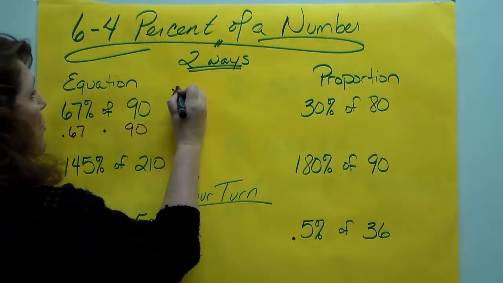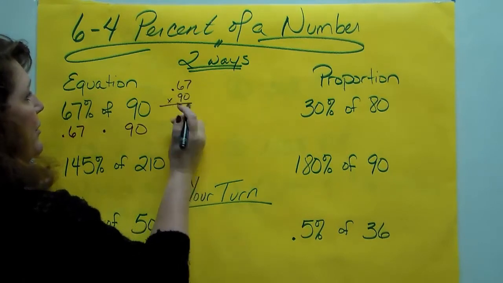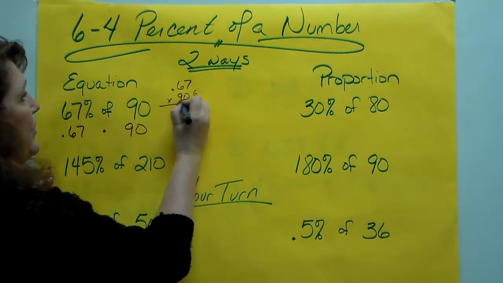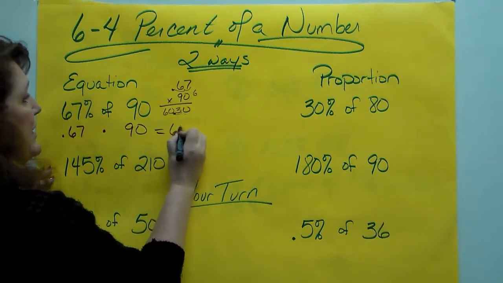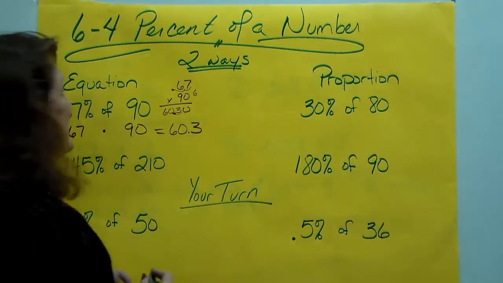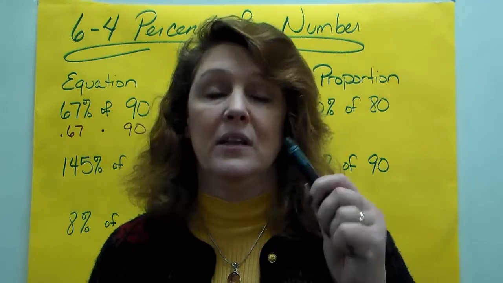So I can sit here and say 0.67 times 90, 0, and I'm going to go straight to 9 times 7 is 63, 54, 60, and I have 60.3, and that is exactly what 67% of 90 is. Let's try another one.